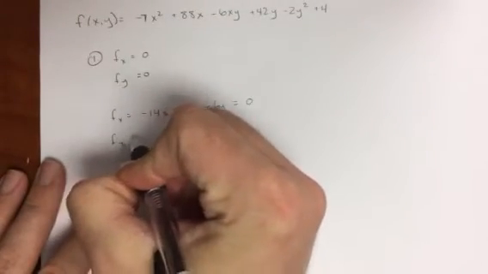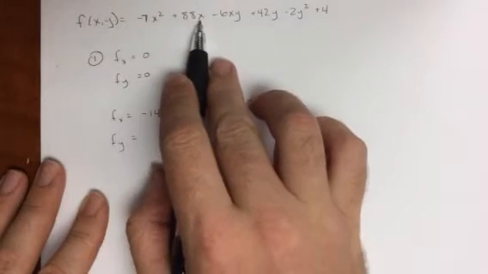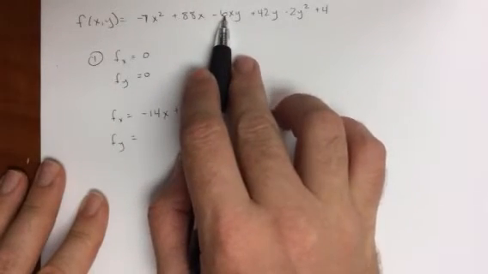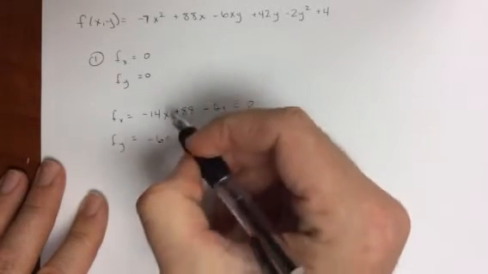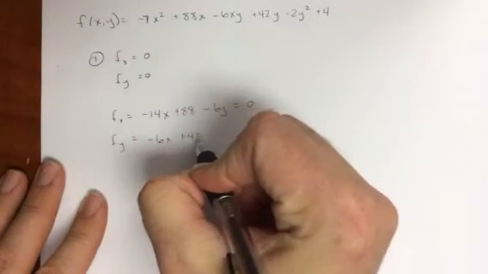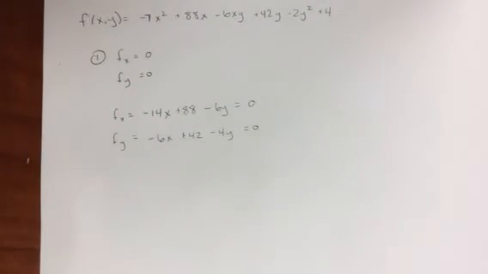Now we have f sub y. Take the partial. There's no y's here. No y's here. Now 6x is the constant, and y is the variable. So we get minus 6x plus 42 minus 4y equals 0.